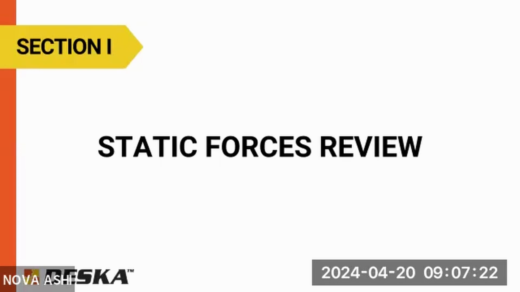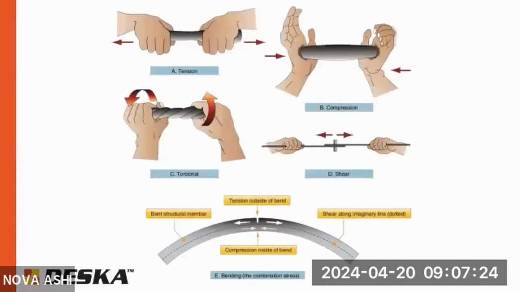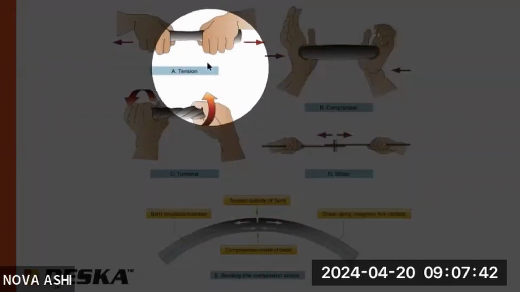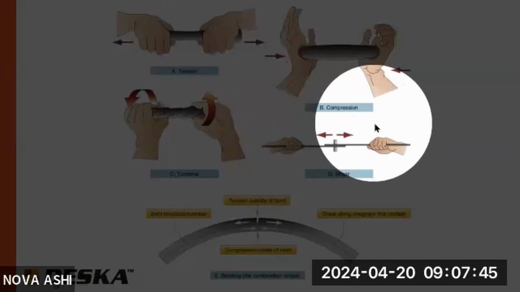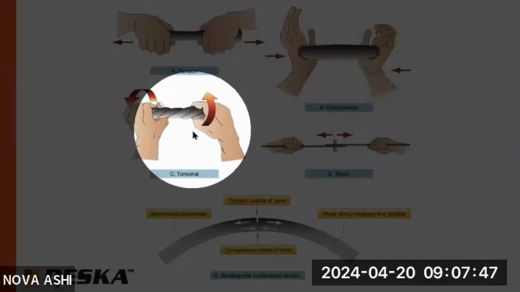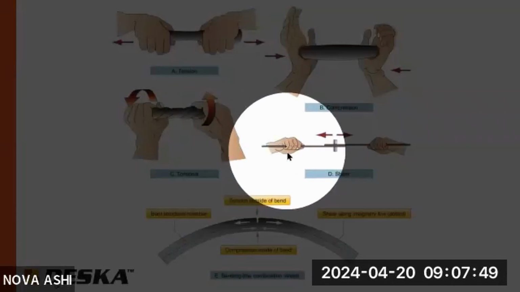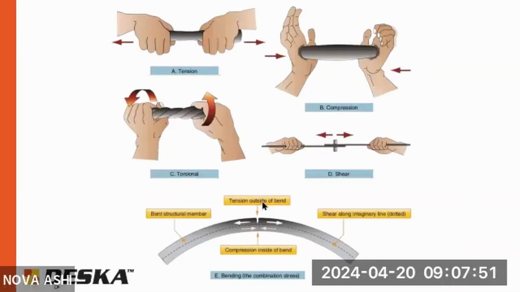To start here, we have static forces review. Here are your general static forces, and by static meaning nothing should be moving, or at least should be moving much. We have tension up in the top left corner, compression here. Let's see if I can. Yeah, we have tension here, compression here. We have torsion, and we have shear, and we have flexural as a beam.